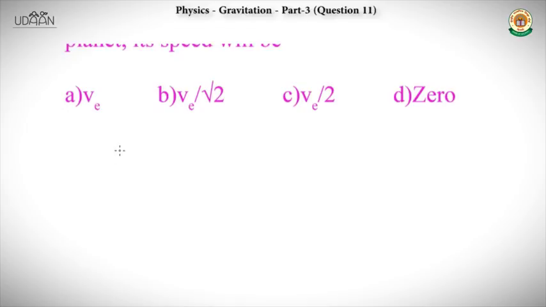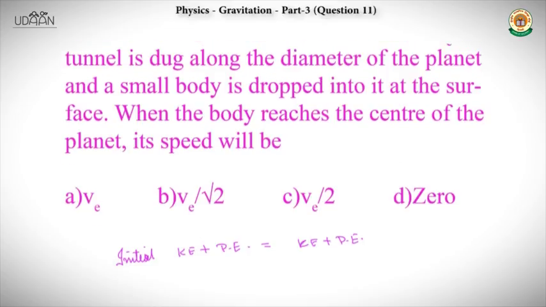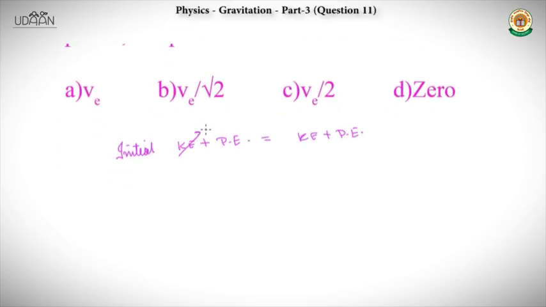So I'll begin with whatever we know. Initial kinetic energy plus potential energy should be equal to the final kinetic energy plus potential energy. Simple energy conservation. In the beginning, it is given that the ball is dropped, so the initial kinetic energy would be 0 because the velocity would be 0 as it is dropped. So I'll write it down.